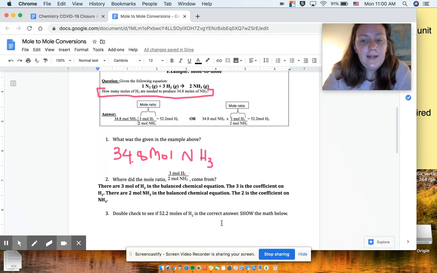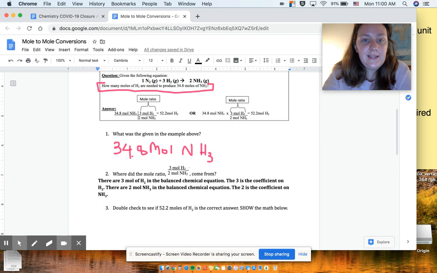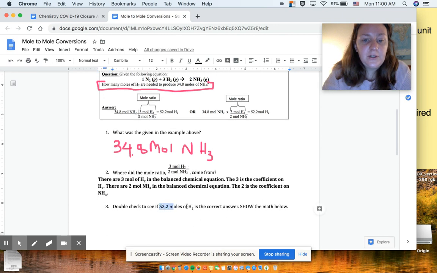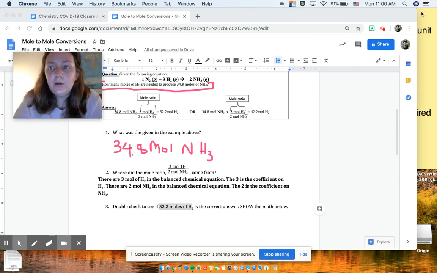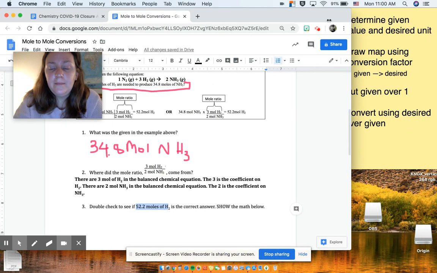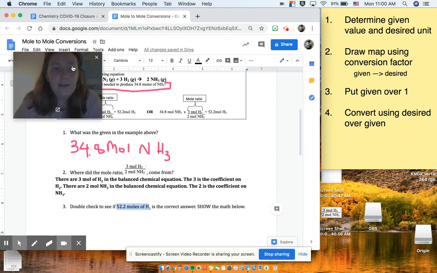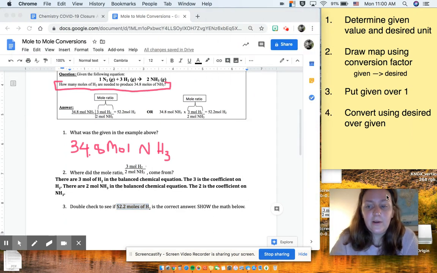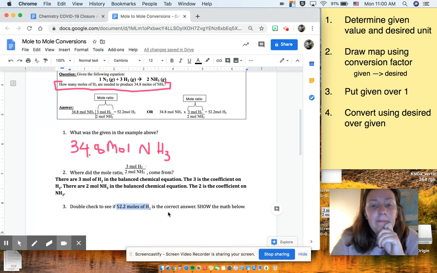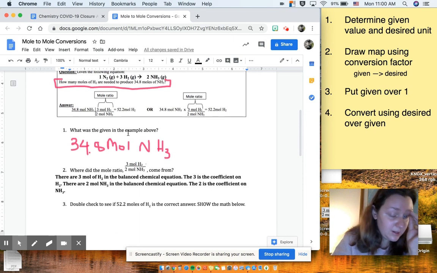Okay, now we're going to double check to see if 52.2 moles of H2 is the correct answer, and we'll show our math below. So I'm going to pull up my steps again to solve any conversion factor problem. I'm going to work through these steps to do this conversion factor problem, just like we would do any conversion factor problem.